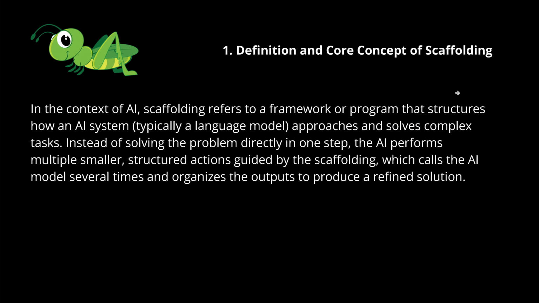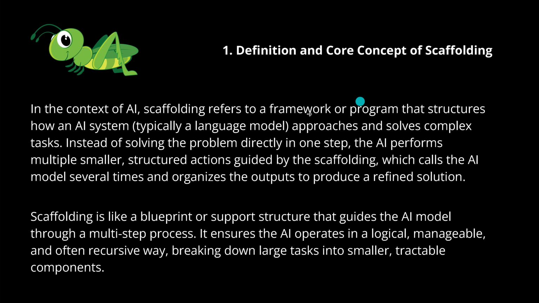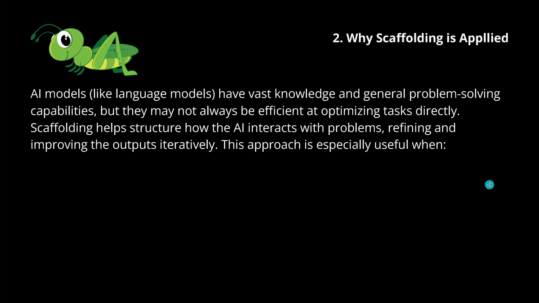Now, for my green grasshoppers, at the end of the video, I always want to do here a little bit of a definition of what I used here. So, definition and core concept of scaffolding. It's like a blueprint or a support structure that guides the AI model through a multi-step process, maybe a multi-step reasoning process, a multi-step code optimization process. And it ensures that AI operates in a logical, manageable, and often recursive way, breaking down large tasks into smaller, tractable components. Why scaffolding is applied?